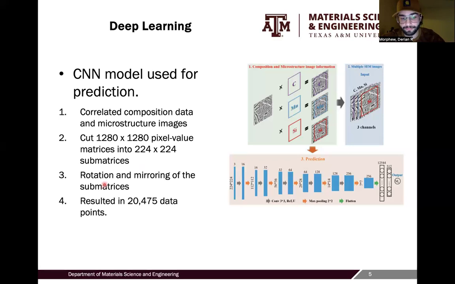basically expanded their image pooling set. And then they also went through rotation and mirroring of the sub matrices to basically expand from their initial 24 data points to 20,475 data points, which is enough for their convolutional neural network.